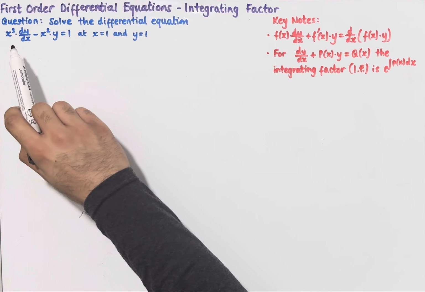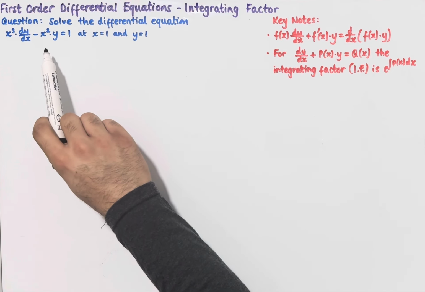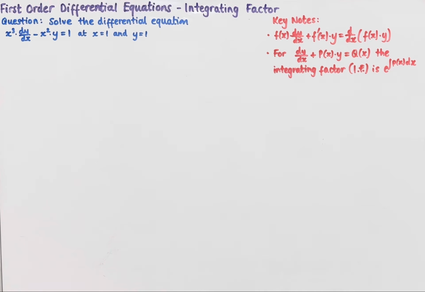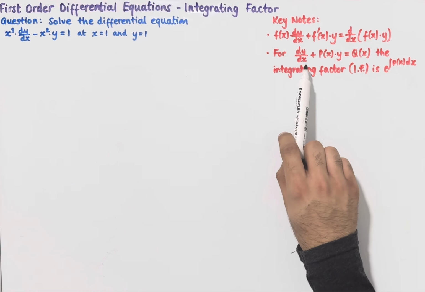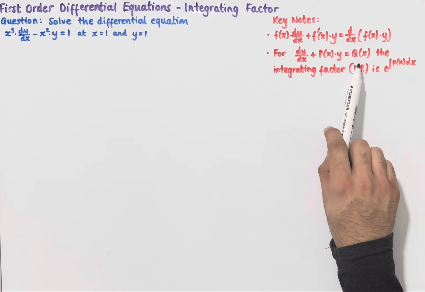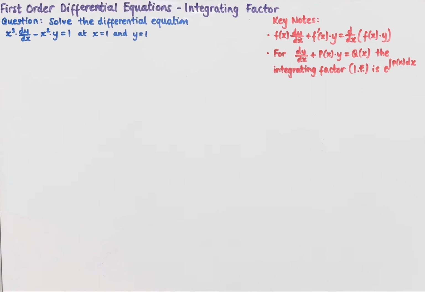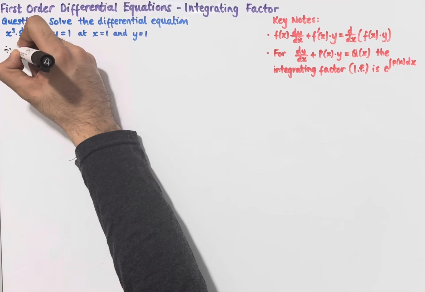So the question says, solve the differential equation x cubed times dy over dx minus x squared times y equals 1 at x equals 1 and y equals 1. Now the first step is to rewrite this differential equation in the form dy over dx plus p of x times y equals q of x. And so in this case we can see that we have x cubed in front of dy over dx, so the first step is to divide both sides of the equation by x cubed.